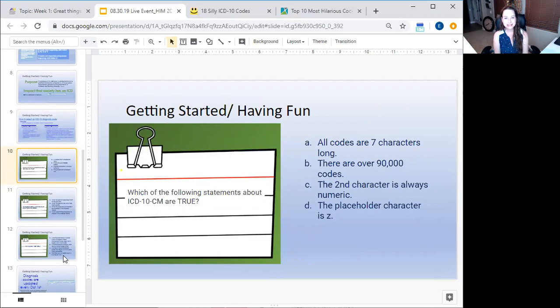Okay, just to give you a hint, it's not A. All codes are 7 characters long? Well, earlier in the discussion of characteristics of ICD-10, we said there are 3 to 7. There are over 90,000 codes? Not quite. There's a lot though. There's over 68,000. The second character is always numeric? Yes. We're going to start with an alpha, and then it's going to go to numeric. And the placeholder character is a Z? No, it is actually an X.